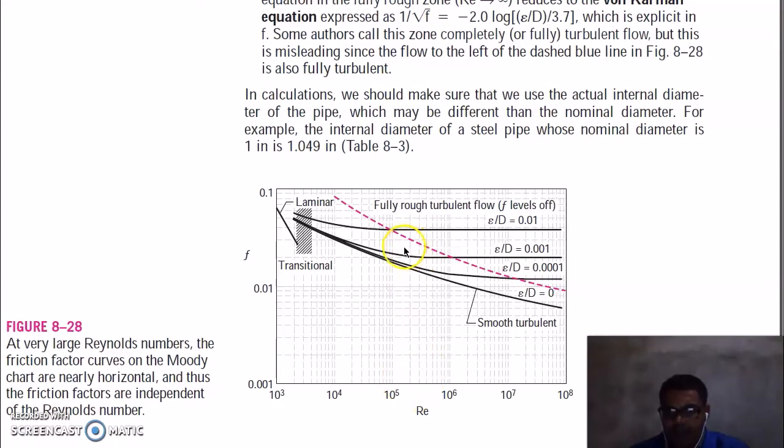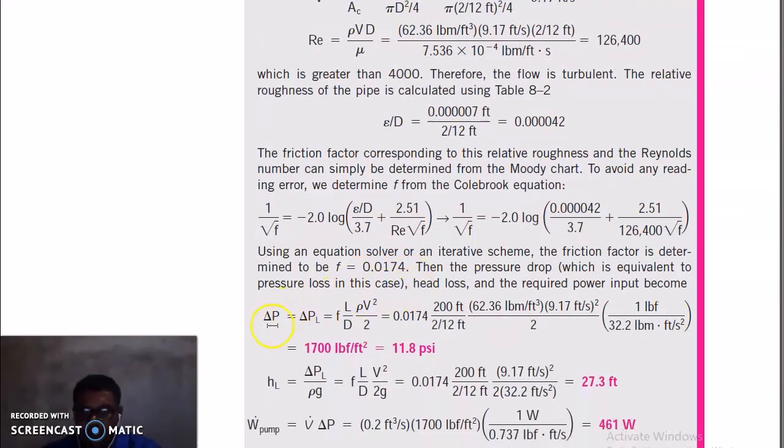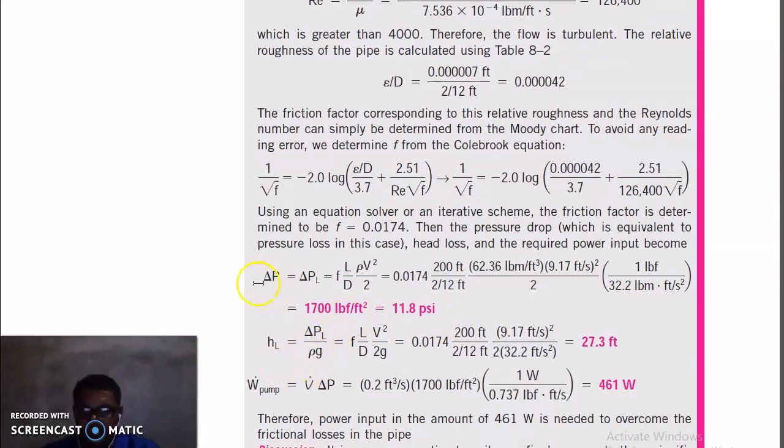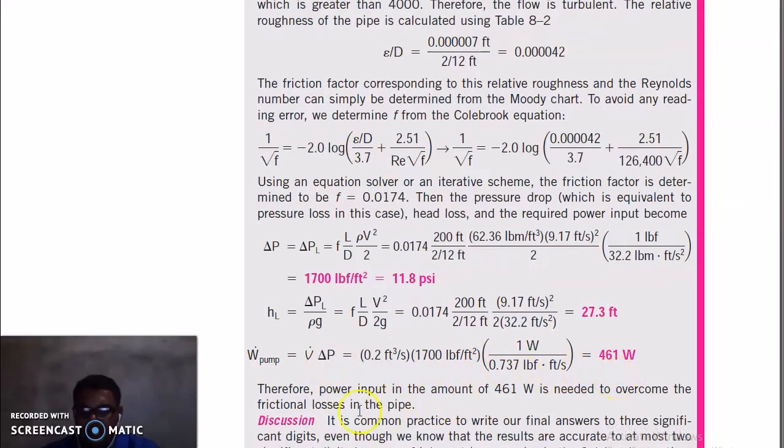This is the E by D ratio between here, and this is your Reynolds number somewhere here. When you calculate the friction factor, it will come out from this point, which in this case is 0.0174. Now you have the friction factor. You can find the pressure drop, which is equal to friction factor times L by D times density times V squared by 2, which is 11.8 psi. Also you can find the head loss, which is if you divide this by density times gravity. And the pumping power is the volume flow rate times delta P, which is 460 watt. Therefore, a power input of 461 watt is needed to overcome the friction loss in the pipe.